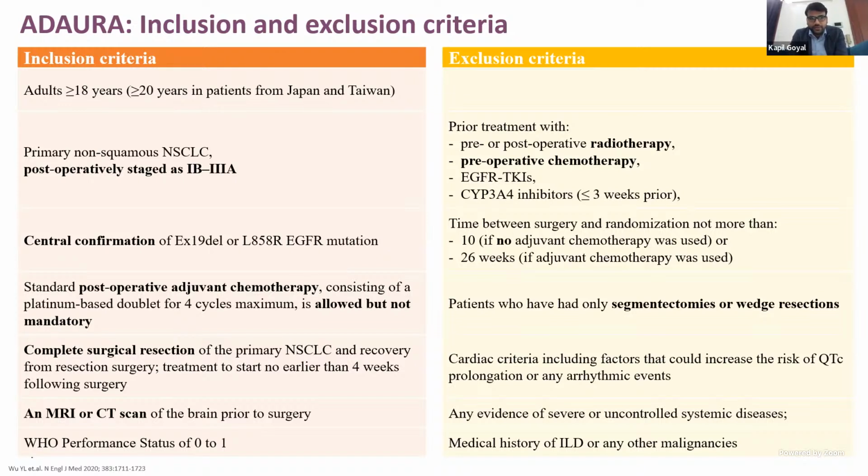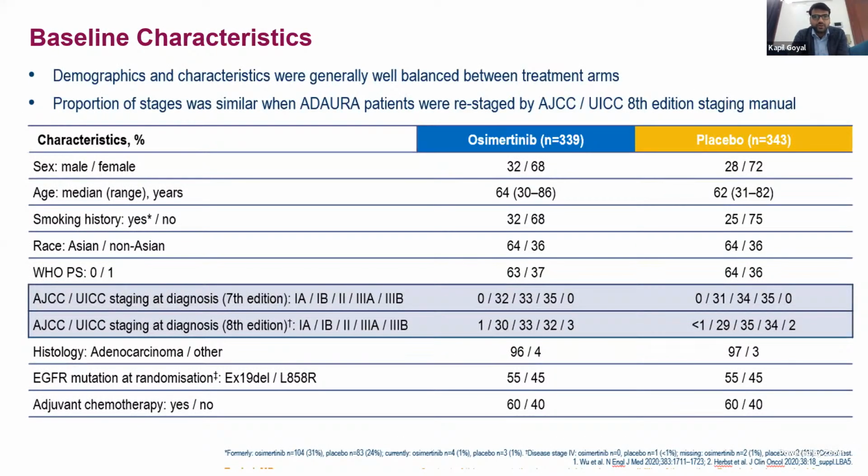Cardiac criteria: factors that could increase the risk of QT prolongation or any arrhythmic event were excluded. Any evidence of severe or uncontrolled systemic disease or any history of ILD or other malignancies were excluded.